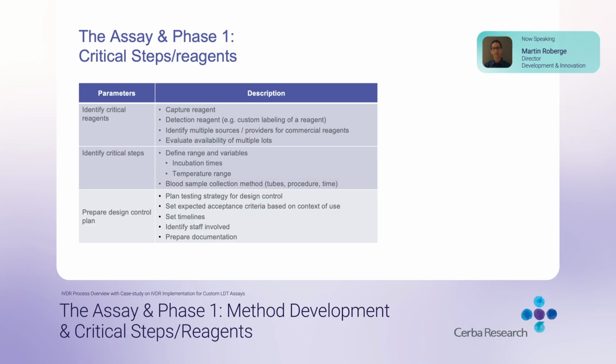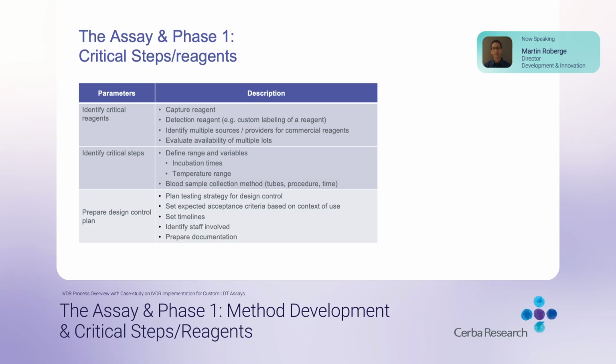So during method development, we need to identify what the critical reagents are. We've talked about the capture reagent. Obviously, this is a critical reagent. We've talked about the detection reagent, which is also a critical reagent. In the case that we are presenting, we're using a commercial antibody or commercial reagent that is custom labeled, so it's labeled by the lab. So we need to identify multiple sources for all the commercial reagents, and you will come back later to that during design control. And then also it's very good to know how many lots of commercial material are available before we move to the next step.